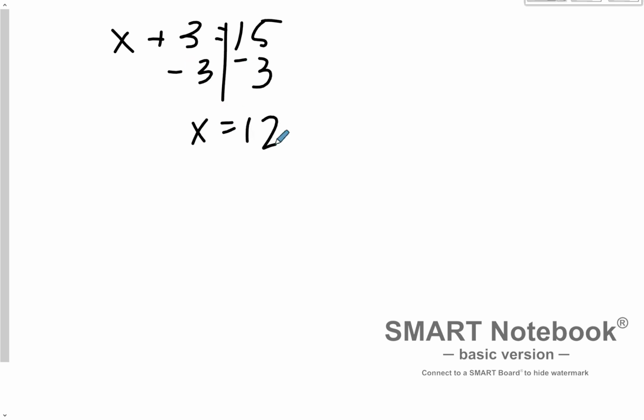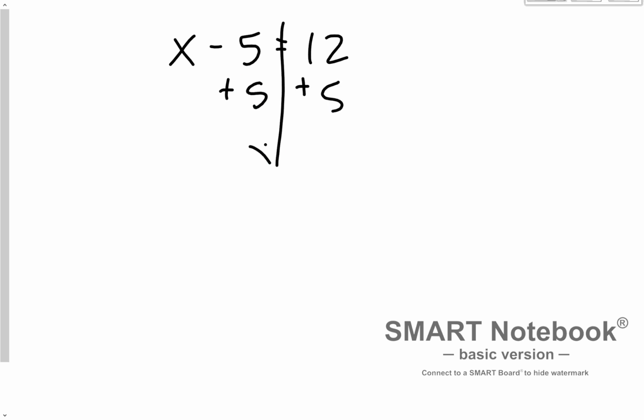Okay, so we've seen equations like x plus 3 equals 15. You don't have to write this part down. So we'd subtract 3 from both sides of that equal sign. We'd get x equals 12. Okay, we've seen things like that before. What we haven't seen is where we have something and then minus x.